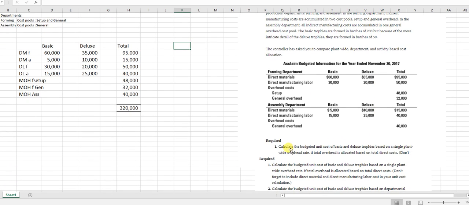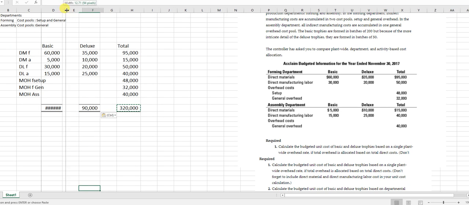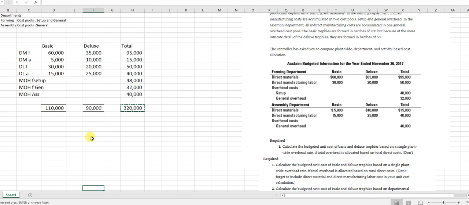So the first problem says calculate the budgeted unit costs of basic and deluxe trophies. So this one's unit cost. So I know that I'm going to have a total here. I'm just going to copy that. Okay, so now I know I'm going to have a total there. And then I'm going to divide by the number of trophies because it wants the cost per trophy. And I believe I set up here 10,000 and 5,000. So here's my number of trophies.